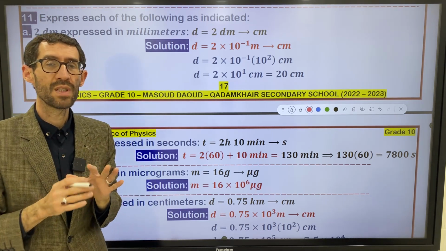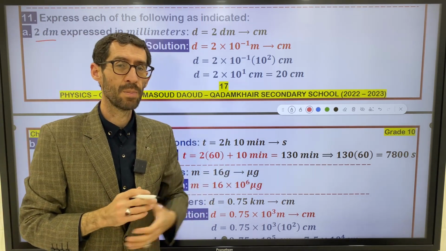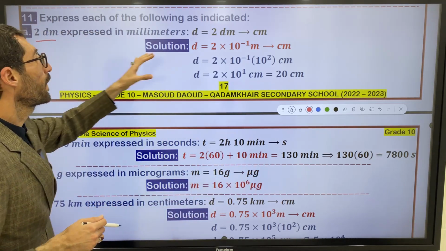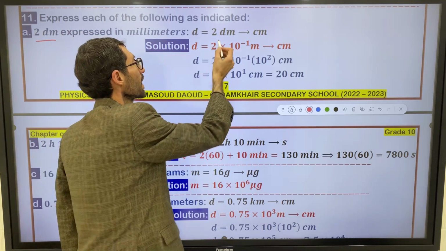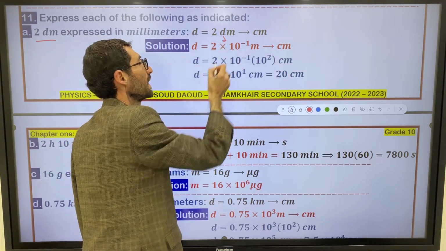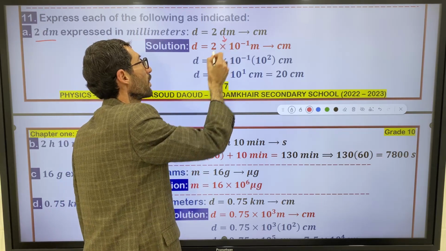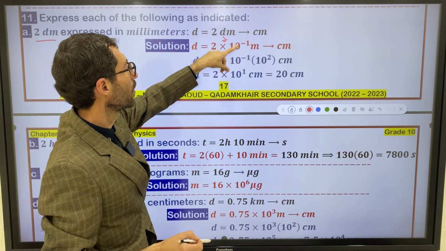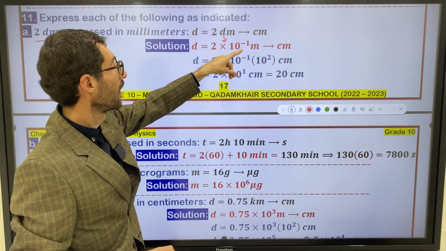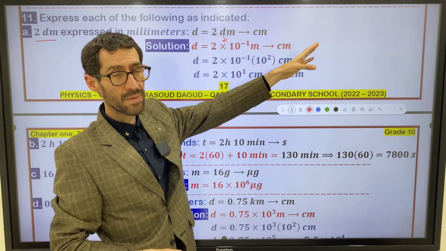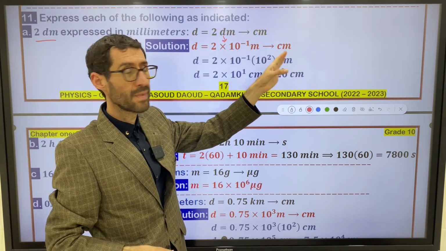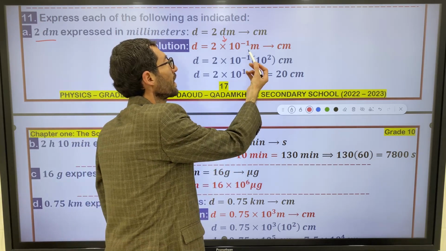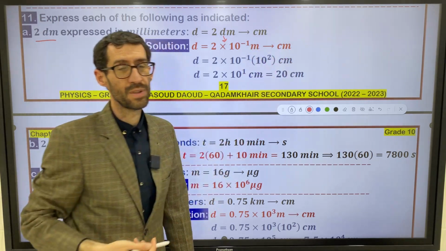This question includes prefixes in both numbers. That's why it takes more than one step. The first step is to write the value of deci. How much is the value of deci? 10 to the power negative 1. So it will be 10 times 10 to the power negative 1 meters. We want to convert it to centimeter. Are we done? No. So we have one more step. We will continue.